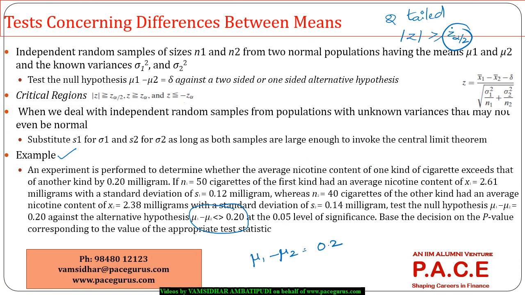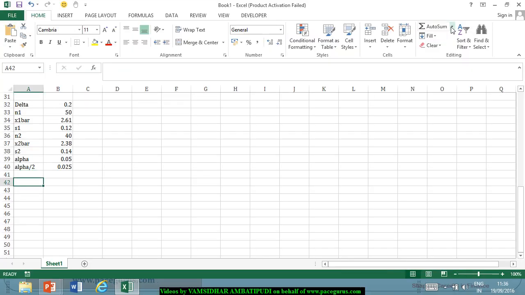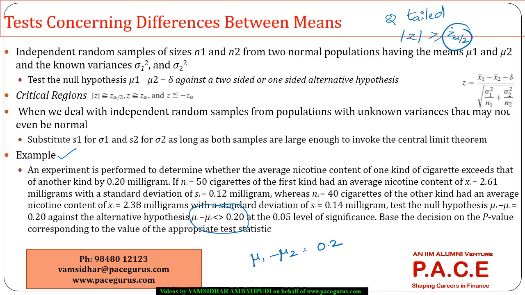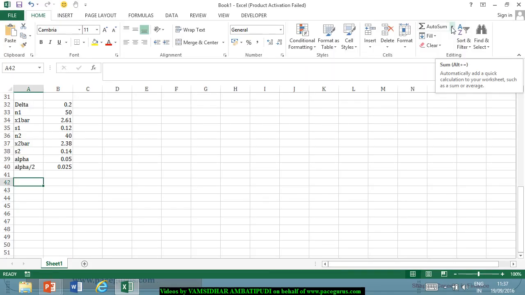Base the decision on the p-value corresponding to the appropriate test statistic. Now here my null hypothesis is mu1 minus mu2 equal to 0.2. Alternate hypothesis is mu1 minus mu2 is not equal to 0.2. And I am specifying my level of significance alpha, which is 0.05. Now I have to compute my test statistic, right? The test statistic is x1 bar minus x2 bar minus delta divided by square root of sigma 1 squared by n1 plus sigma 2 squared by n2.